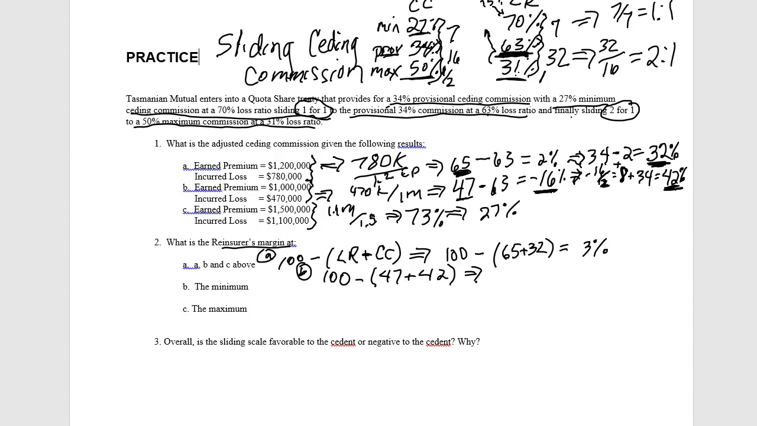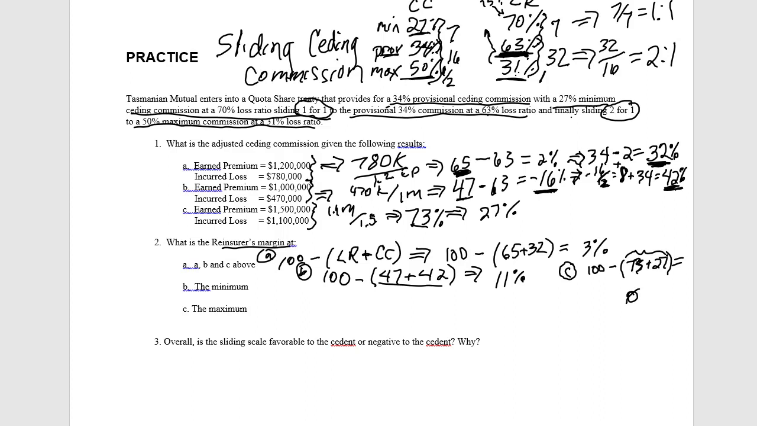So the answer is 11%, because the combined ratio is 89%. And I'll put C over here, 100 minus 73% loss ratio plus 27% equals 0, because 73 plus 27 is 100.